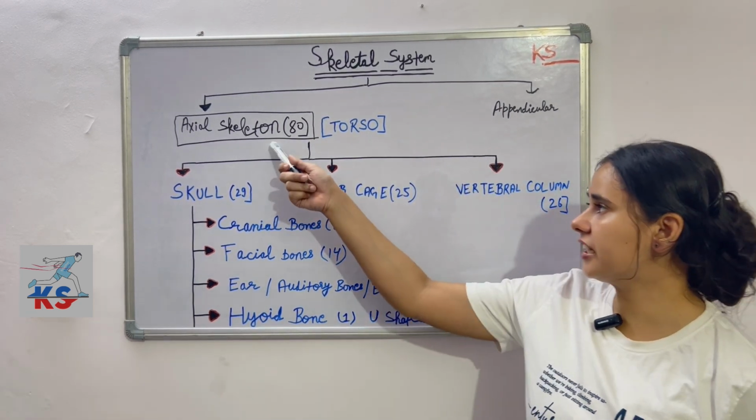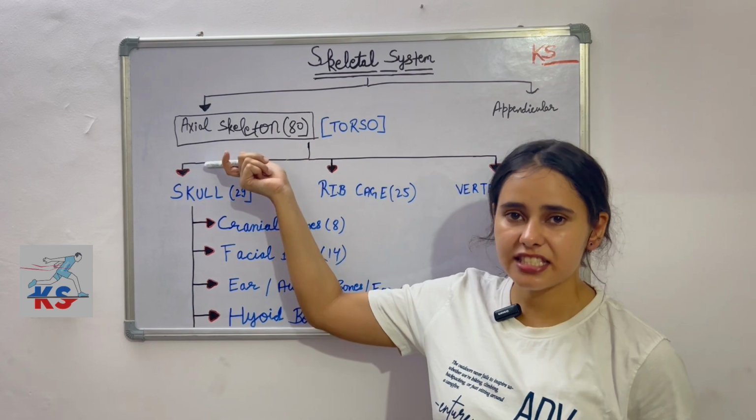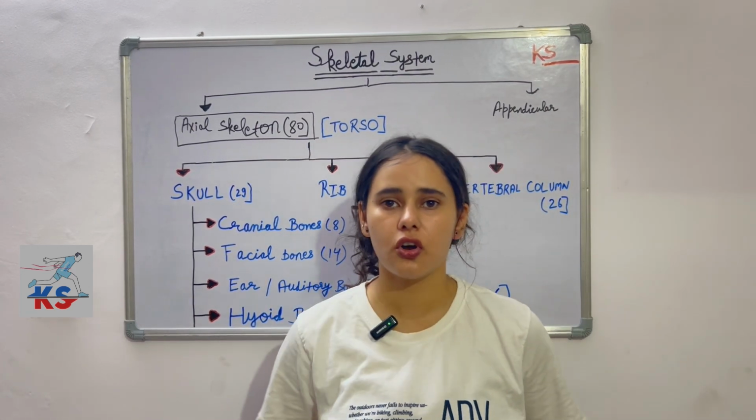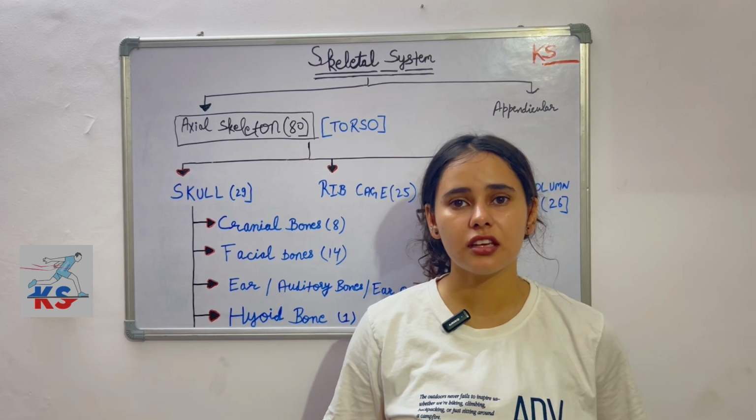In the axial skeleton, there are 80 bones. The axial skeleton is also called the torso. Why is it called torso? Because in Hindi, torso means धड़.